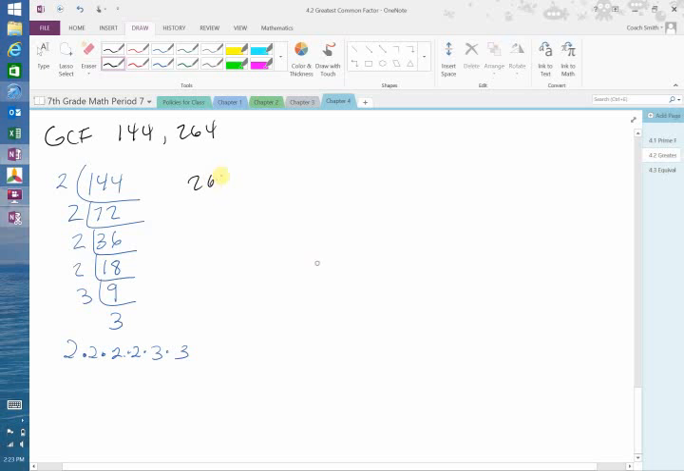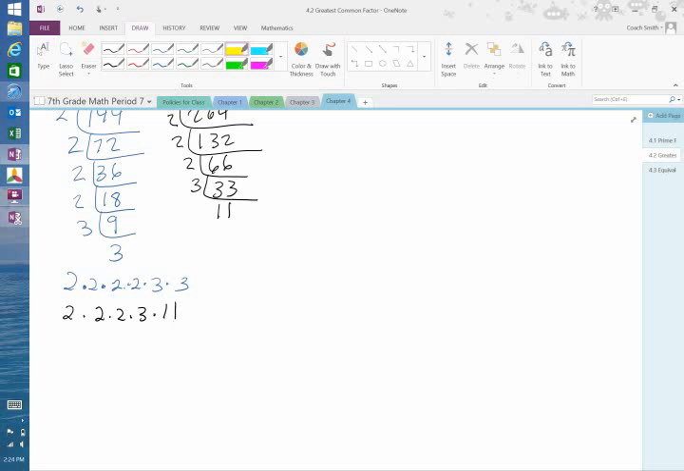264. 2 goes into 264, 132. 2 goes into 132, 66 times. 2 goes into 66, 33 times. 3 into 33, 11 times. So that is 2 times 2 times 2 times 3 times 11.